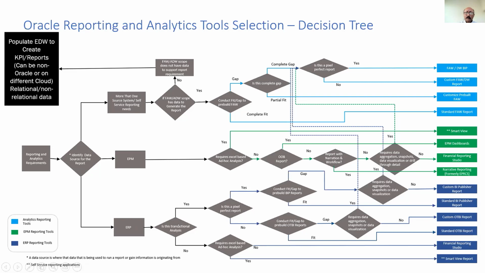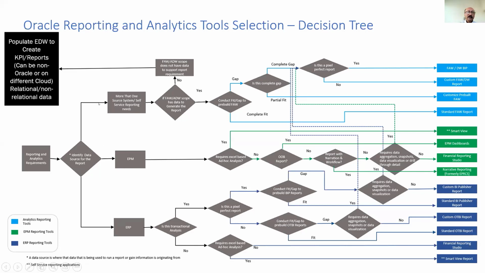Now, if there are scenarios, and this is the EPM or the Hyperion equivalent of the cloud, where typically the tools that come on top of EPM are SmartView, EPM dashboards, Financial Reporting Studio, as well as narrative reporting. So that's another capability for EPM that helps, especially in financial reporting, and add narrative to reports.